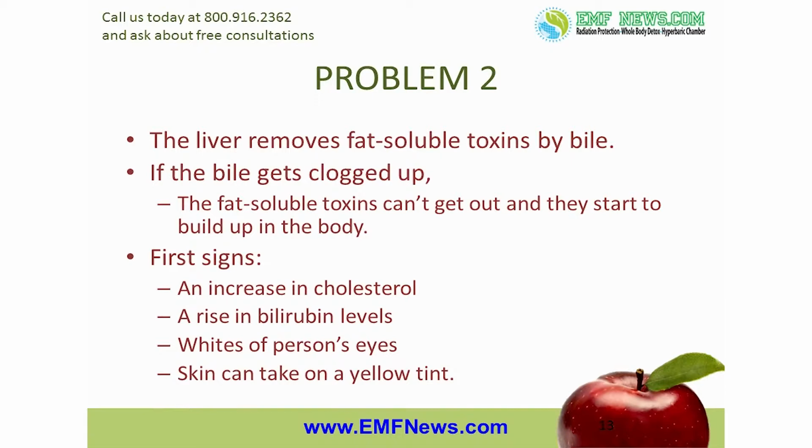One of the first signs that bile is backing up is an increase in cholesterol. This happens because the only way cholesterol can leave the body is through the bile. Impaired bile excretion causes cholesterol levels to rise. It's that simple. In addition to the levels of cholesterol rising, bilirubin levels can also begin to rise. If they get to be bad enough, you can see the whites of a person's eyes, and sometimes their skin, take on a yellow tint. The technical term for this is jaundice.